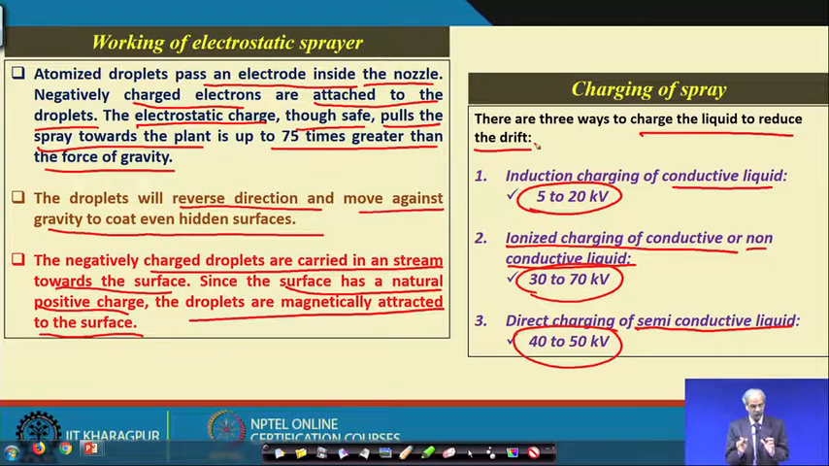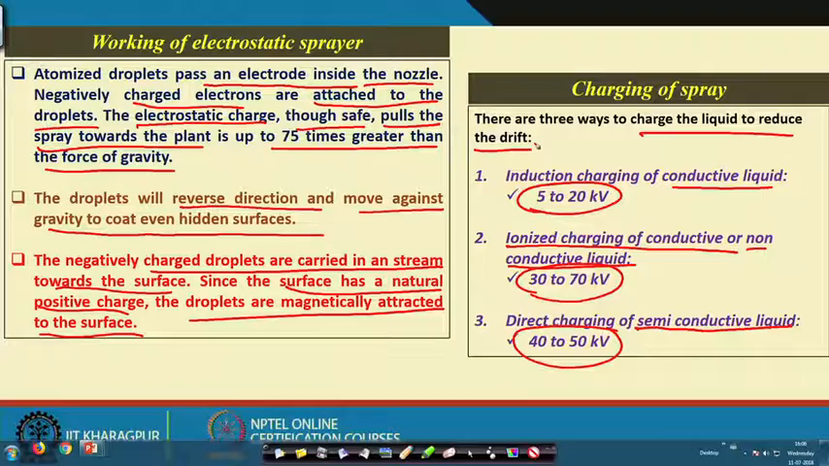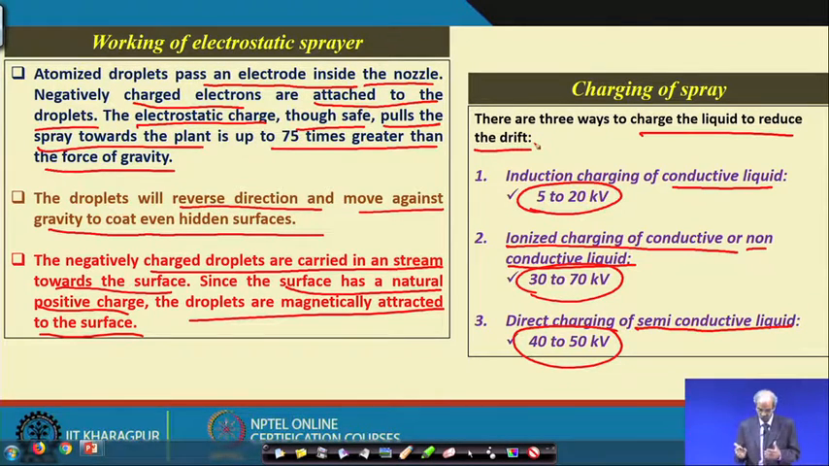What we are seeing here is that the electrostatic sprayer is a prospect which can be taken up, and small units can be fabricated and made for small farmers, which will be within their reach. This is one aspect which can be looked into, and manufacturers have come out with some units, but there is still a long way to go.